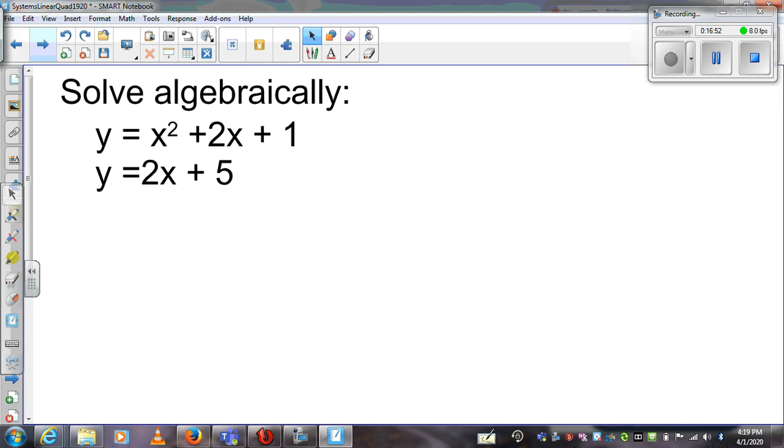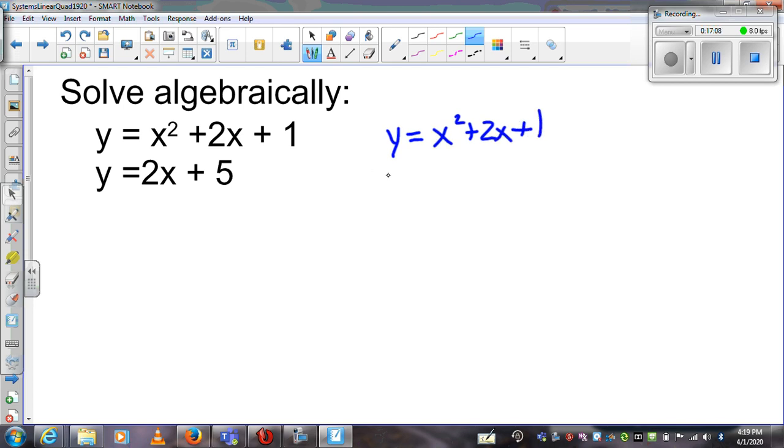Okay, solve algebraically. If I'm going to solve this algebraically, I think for me what I'm going to do is use the addition-subtraction method. So y is equal to x squared plus 2x plus 1. The second one I'm going to line up right underneath it. y equals, I'll leave a space, and then have 2x plus 5.